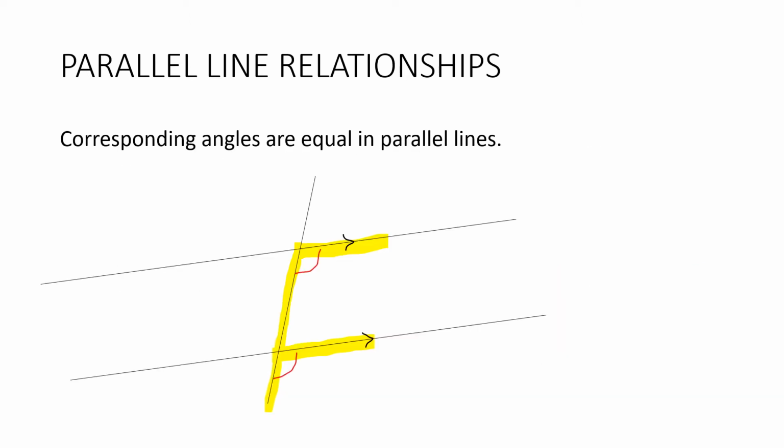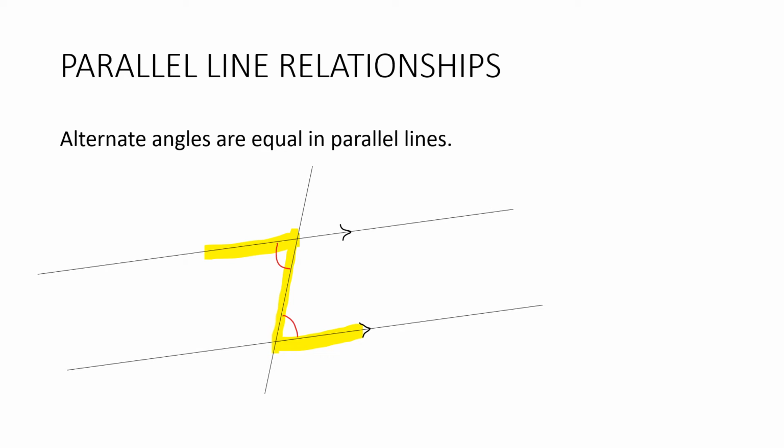So corresponding angles will form an F shape. They're on the same side of the transversal line, but one's inside the parallel lines and one's outside. And there are four pairs of corresponding angles. There's the first one, there's the second, here's the third, and here's the fourth.